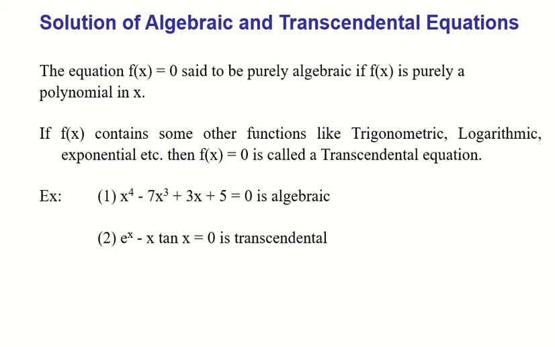For example, I have given one example each here. The first one, you can observe, contains x and its powers. So it is a polynomial. F of x is a polynomial. So f of x equal to 0 is called an algebraic equation. Whereas in the second equation you can see f of x contains an exponential function as well as a trigonometric function tan x. So it is called transcendental. It is not entirely a polynomial in x. It contains an exponential function as well as a trigonometric function. So it is called a transcendental function.